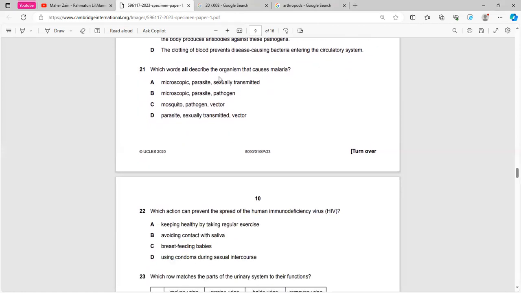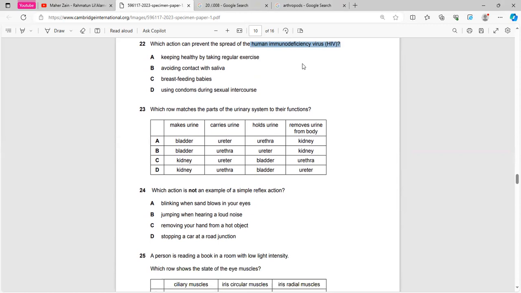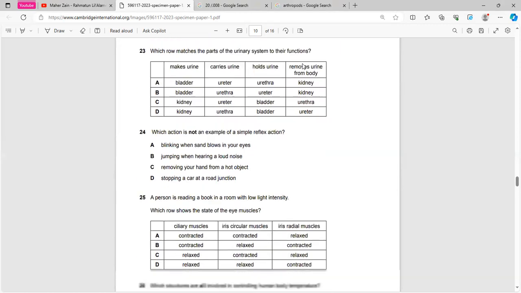Question number 21. First we need to know the organism that causes malaria. It's Plasmodium. Plasmodium is a parasite. It is microscopic. It is not sexually transmitted. So this option is eliminated and B is the answer. Question 21. HIV is an STD, a sexually transmitted disease. So the best thing which we can do is use condoms during sexual intercourse. It reduces HIV transmission by 90%.